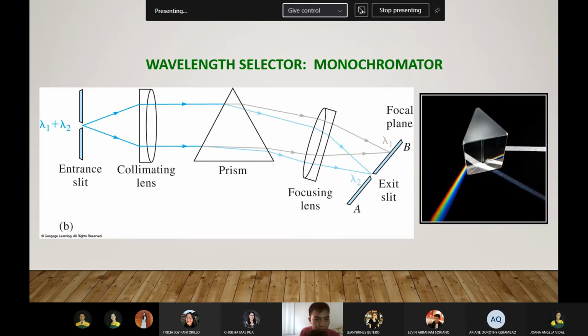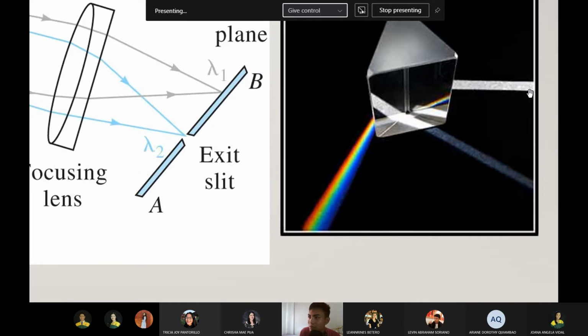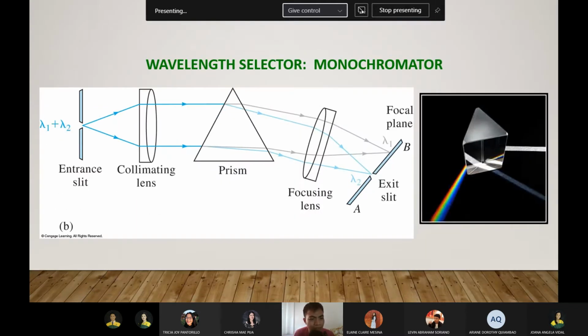Okay? So let me zoom in. So, this is your incident light. This is the prism. What it does is it picks only one color from there. Okay? So, say you chose 500 nanometers, then it will choose the yellow-green color. Say you set it to 400 nanometers, it will choose something more violet. Okay? So that's the idea for a monochromator.